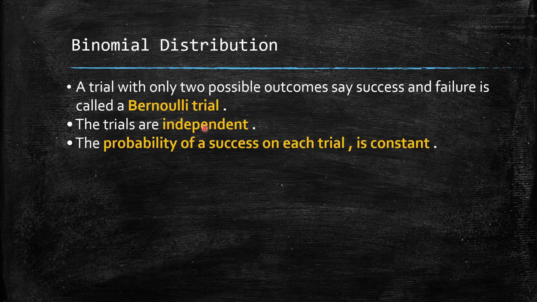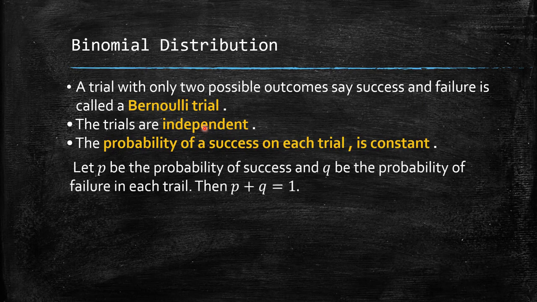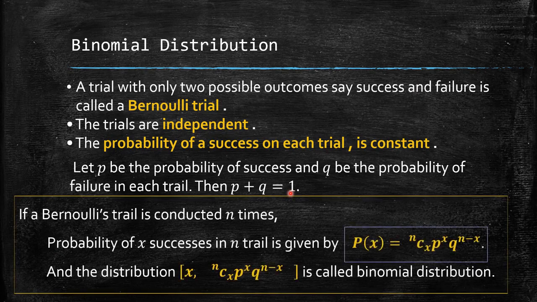Now, let p be the probability of success in each trial and q be the probability of failure in each trial. Since there are only two possible outcomes, p plus q must be equal to 1, the totality of probability. Now, suppose we take Bernoulli trials n times, that is, we conduct a random experiment n times. The probability of x successes out of n trials: how do we find it?